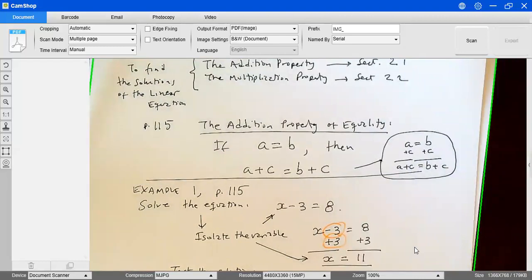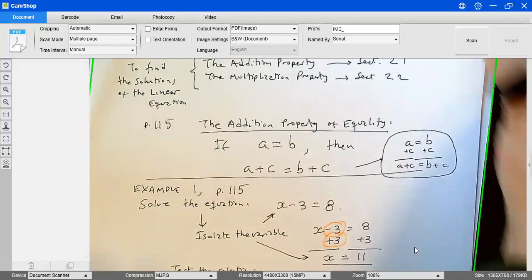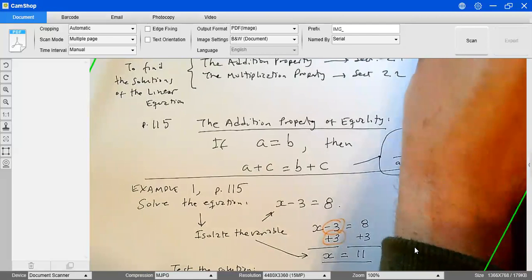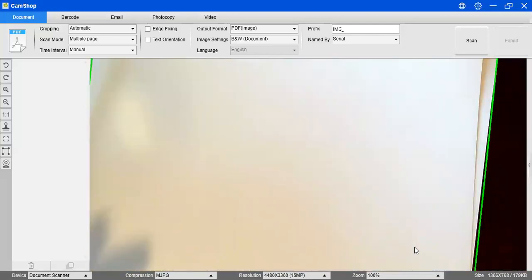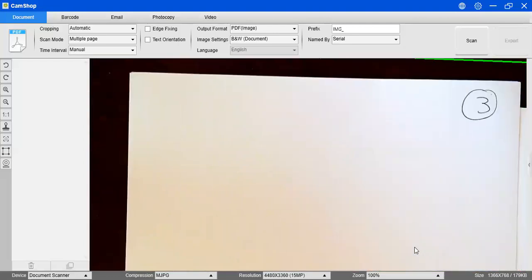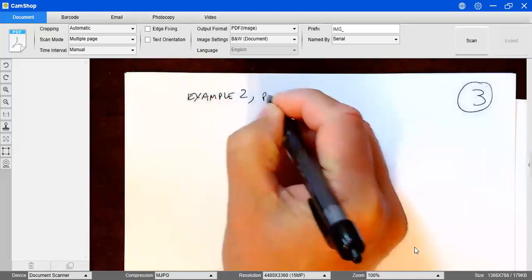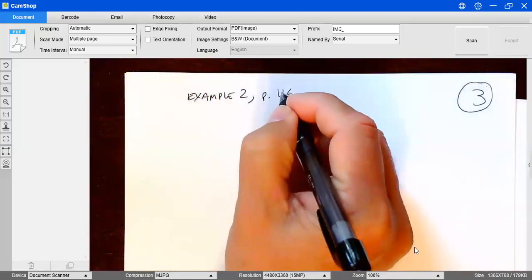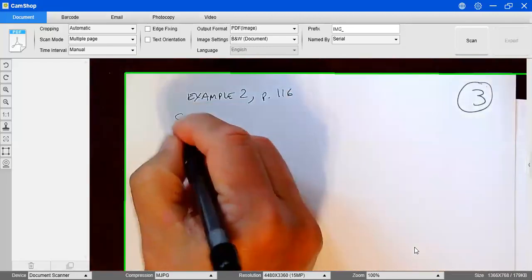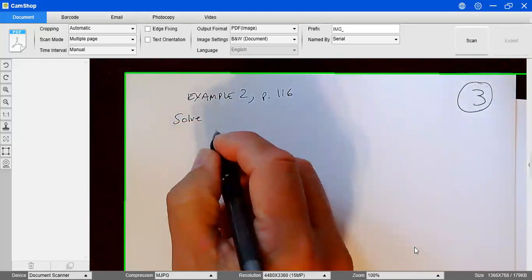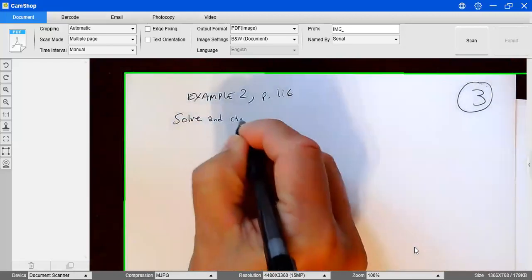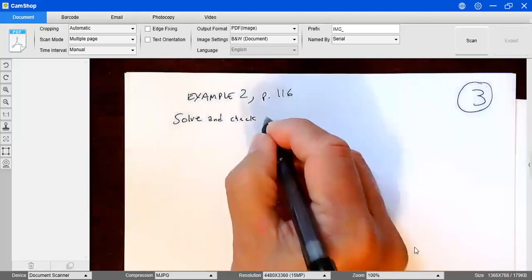So we're gonna solve more problems. Now example 2, on page 116. We're gonna solve and check, because remember, it's not just getting the value for the variable, it's also verifying that the value that we obtain is the solution.